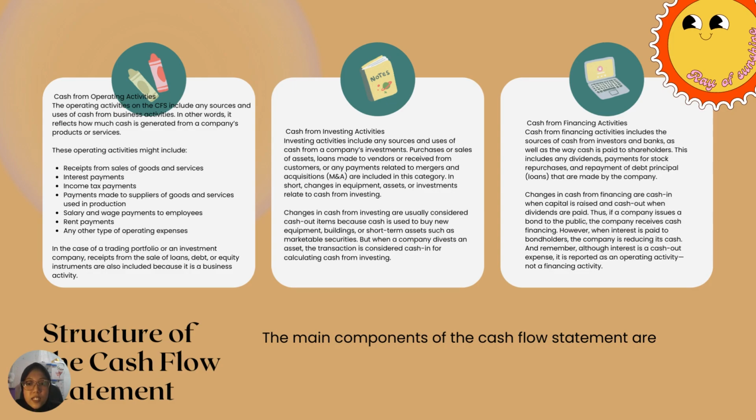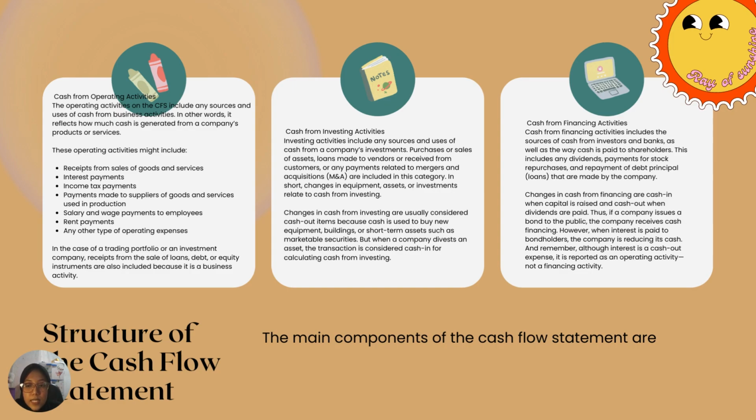Second, we have cash from investing activity. Investing activities include any sources and uses of cash from a company's investments, purchase or sale of assets, loans made to vendors or received from customers, or any payment related to mergers or acquisitions, M&A, are included in this category. In short, changes in equipment, assets, or investments relate to cash from investing.